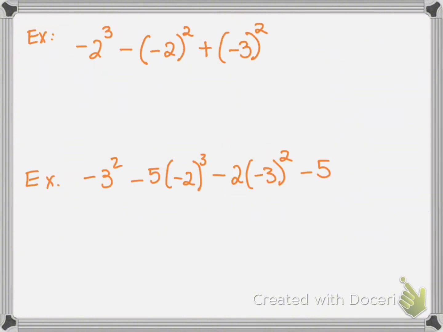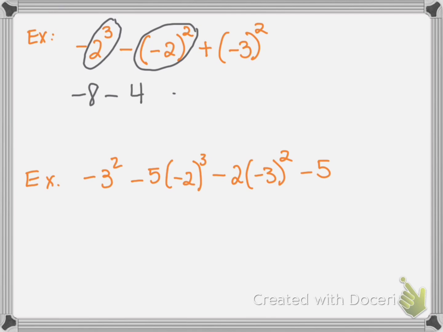Let's look at these examples where we simplify, sometimes with parentheses and sometimes with no parentheses. In this case, there's no parentheses, so I have to remember that the exponent goes first and then the multiplication. So 2 to the third power is 8, but I have to put the negative because it's in front. Then we have a negative, and then we do this exponent. Negative 2 times negative 2 is positive 4.